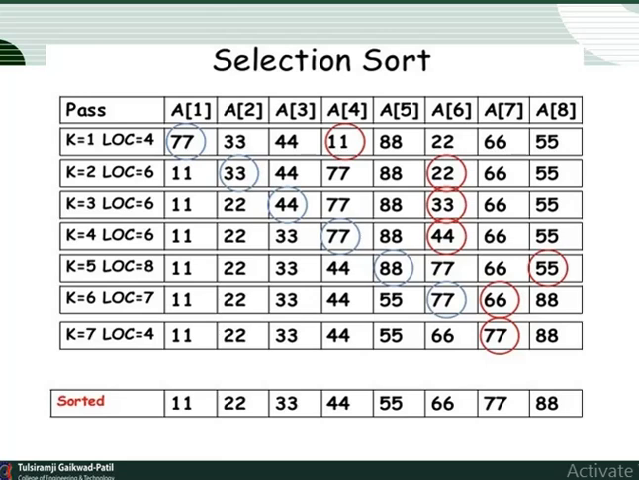Now the third smallest element in the given list is 33. Select that element 33 and swap it with the third position, because its appropriate position is position number 3 in the sorted list. There is already the element 44 there, so swap 33 with 44. In the next pass you get 3 elements sorted: 11, 22, 33. Next element is 44, swap it with 77, then 88, then 66 and so on.